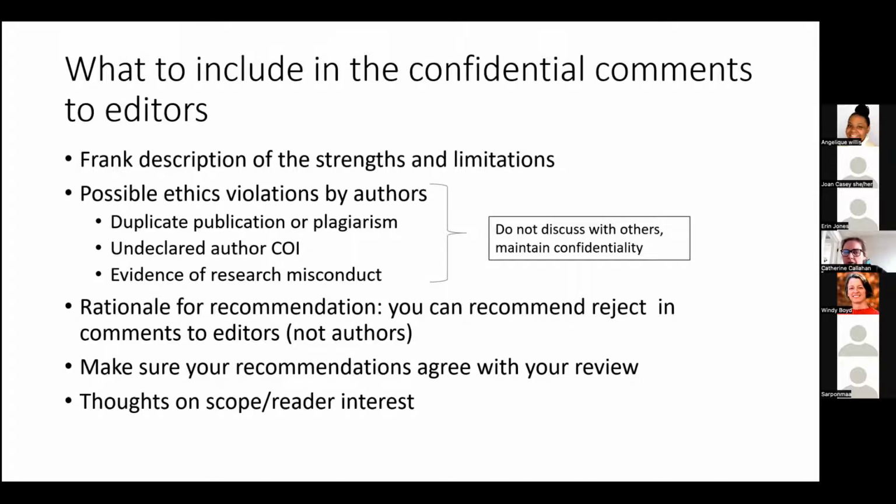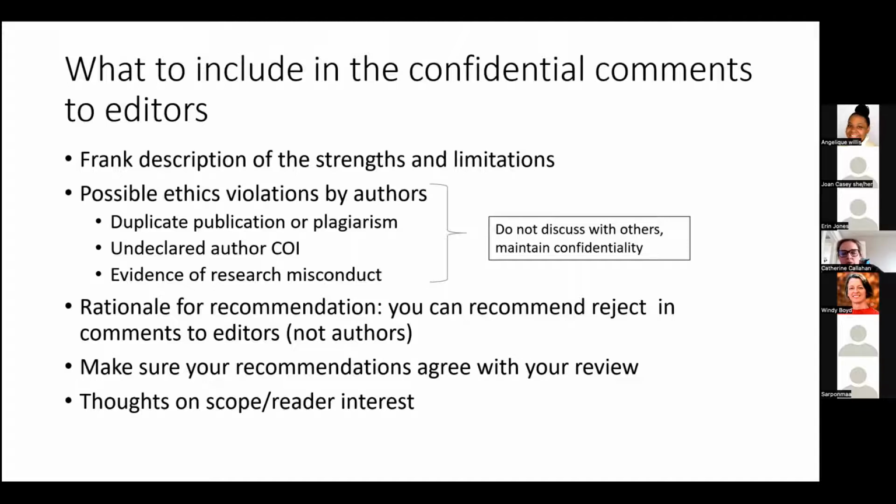As a quick note here, if you run into a possible ethics violation, you should just include that in the comments to the editors and not discuss it with anyone else, because you want to maintain the confidentiality required by peer review. In the comments to authors, you should also include your rationale for recommendation. So you can recommend reject in your comments to the editors, but you shouldn't include in comments to the authors what your recommendation is, because it is the final decision of the editor if the paper should be rejected or revised.